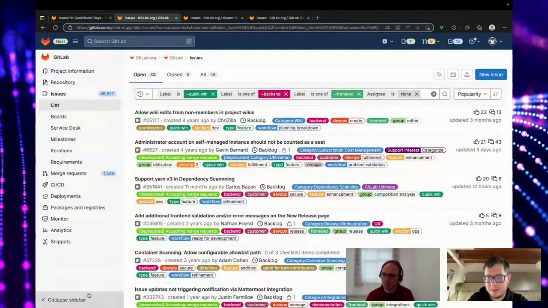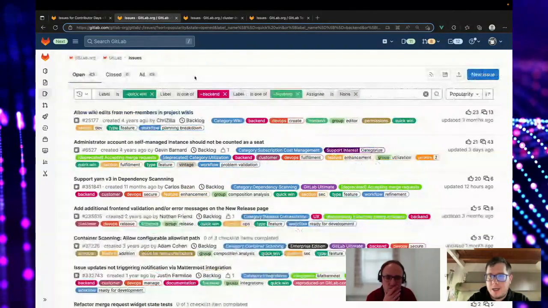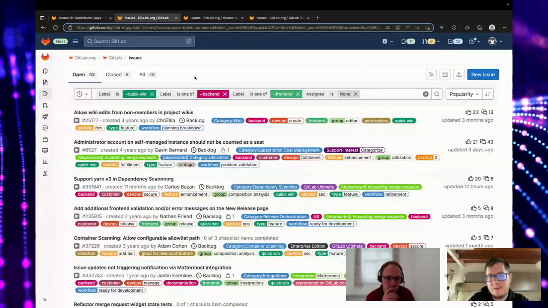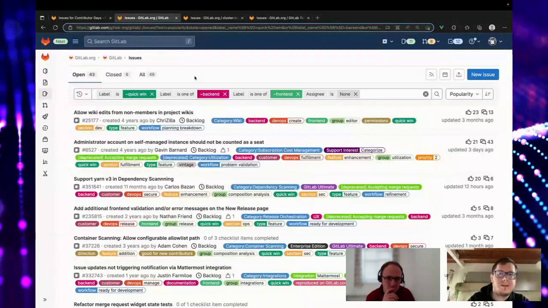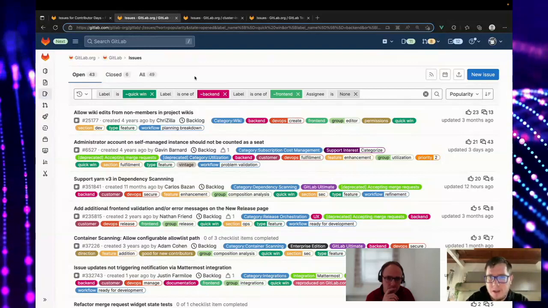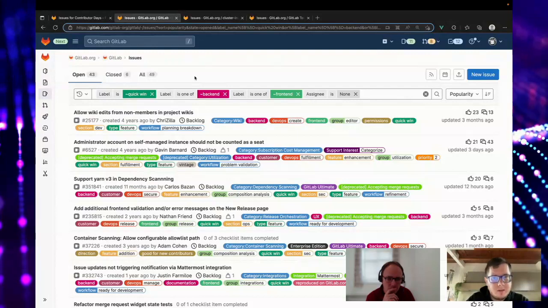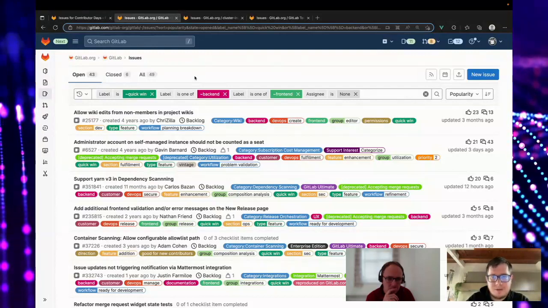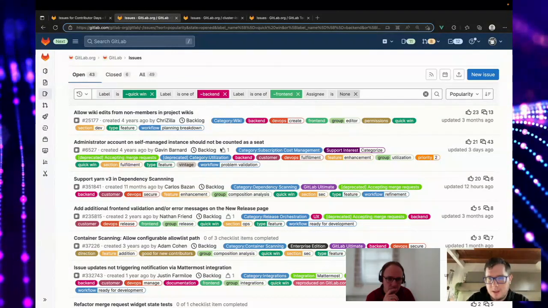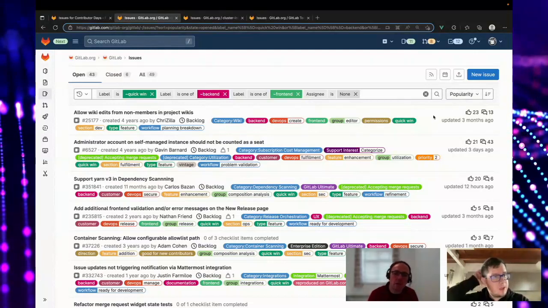So I did prepare a couple of filters. I have a filter ready for quick win, for issues with the quick win label and backend or frontend related stuff on the generic GitLab repo. And we don't have many, to be honest, because we only have 43, and some are pretty old. So I'm not sure. Should we sort them by popularity or by?